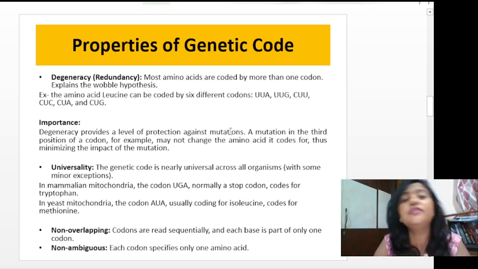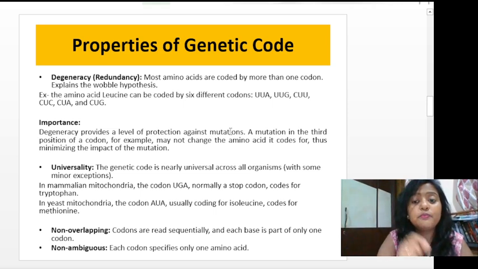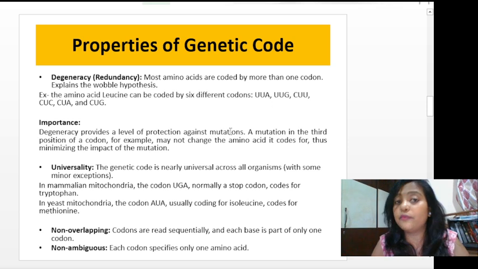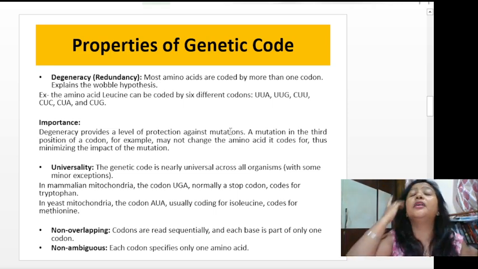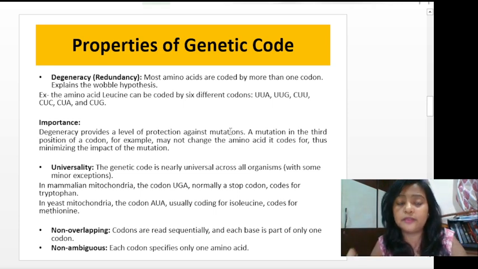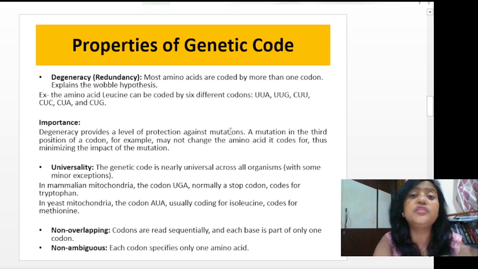Now number three is non-overlapping. These codons are read sequentially, so each base is part of only one codon. They do not overlap among themselves. Also, they are non-ambiguous. That means each codon will specify only one amino acid. As I have shown you, more than one codon can specify one amino acid, but each codon will specify only one amino acid. That means if AUG is methionine, AUG will not be any other amino acid.